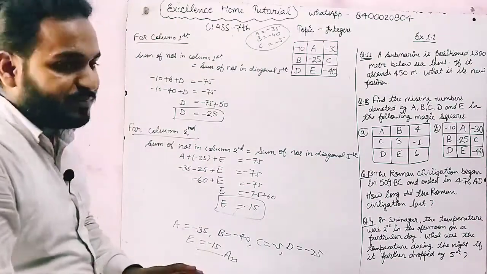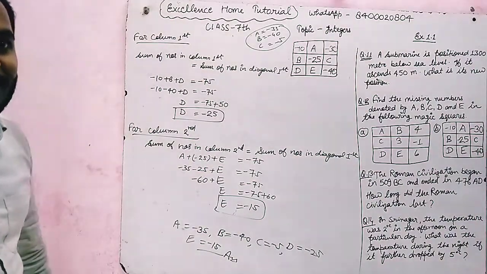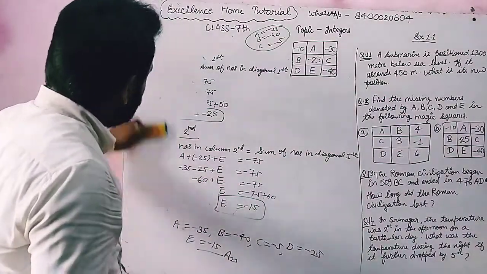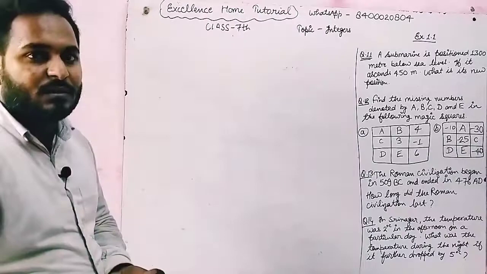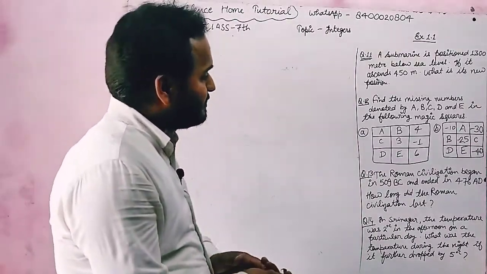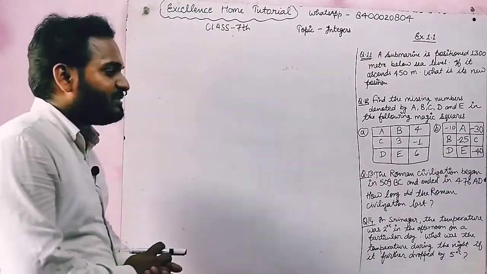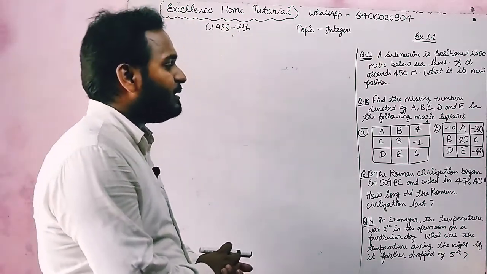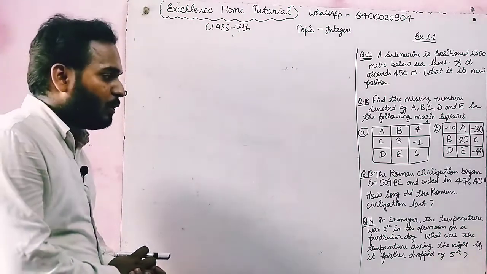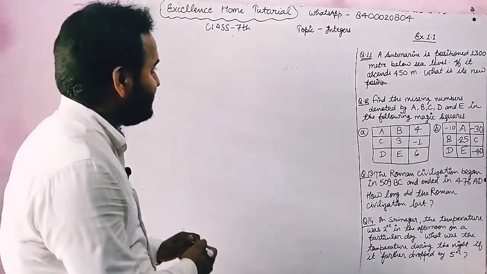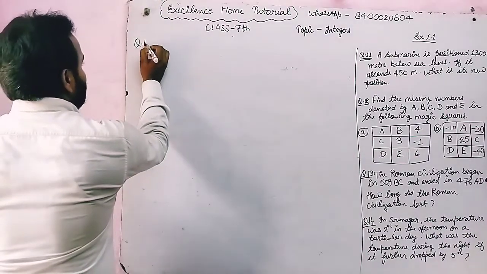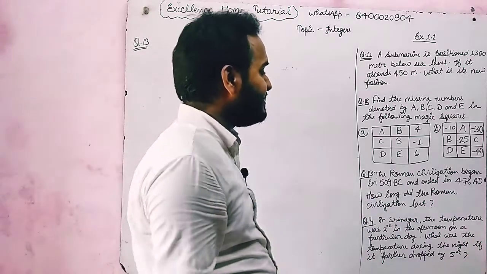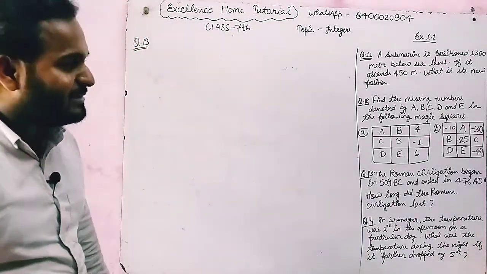So let's move on to question number 13, which says the Roman civilization began in 509 BC and ended in 476 AD. How long did Roman civilization last? In this question, the civilization began in 509 BC and ended in 476 AD.